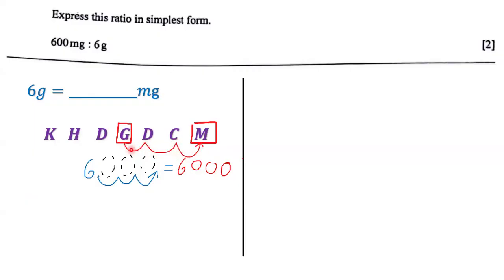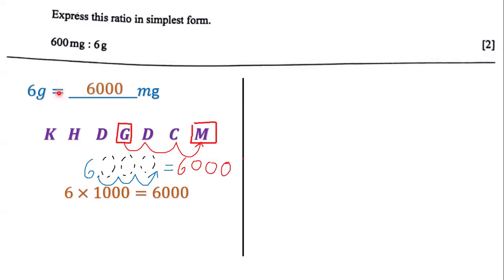And since we move over 3 times, are we multiplying by 10, 100, or 1,000? We move over 3 times, so we're multiplying by 1,000. Very good. So basically, we took 6 and multiplied by 1,000, and 6 multiplied by 1,000 is going to be 6,000.